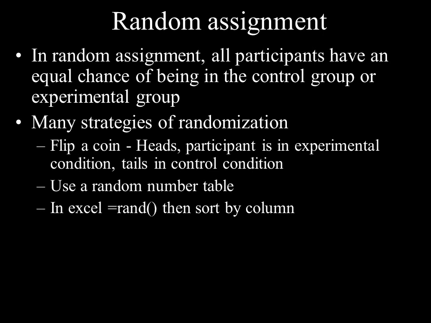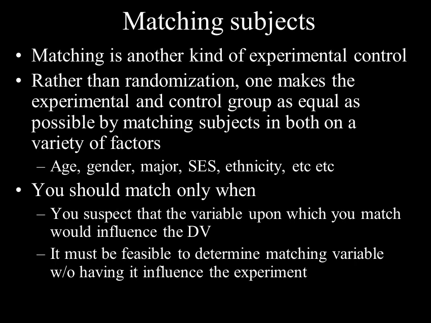So in random assignment, each participant has an equal chance of being in either group, either the experimental or the control. And there are many ways of randomly assigning, and the easiest is a coin, but there's other ways. You can use a random number table, or you can use a computer program to randomize people. It's a very fair, simple way of doing it.